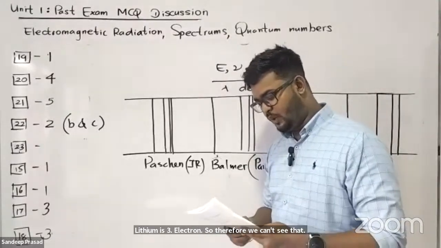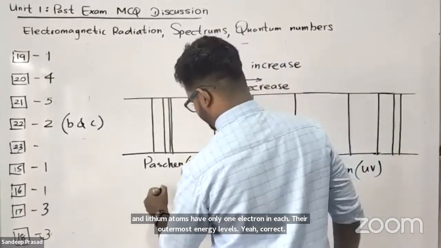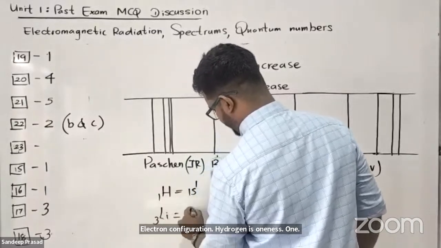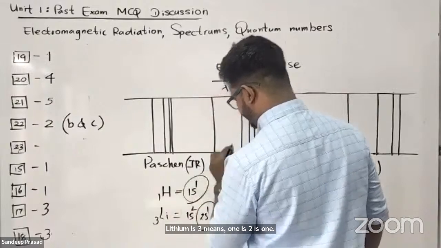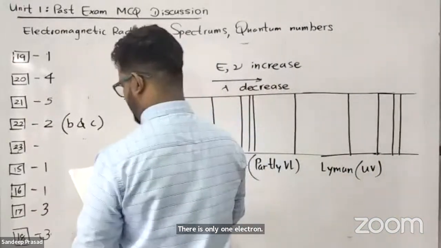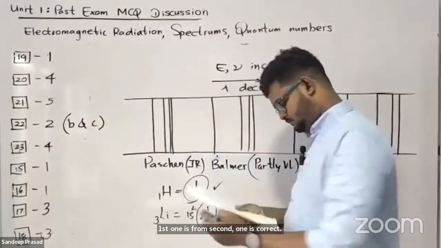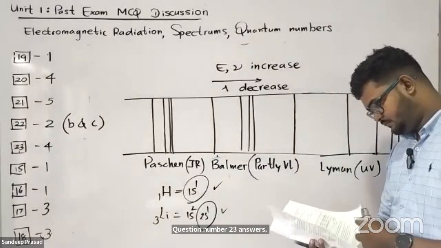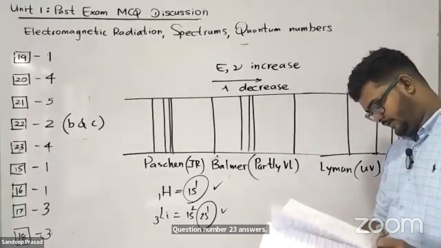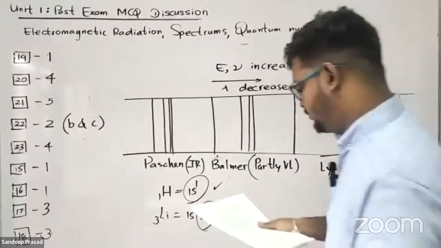Hydrogen and lithium atoms have only 1 electron in each of their outermost energy levels. Yeah, correct. Because we discussed the electron configuration. Hydrogen is 1s1, lithium is 3, meaning 1s2 2s1. In their last valence energy level, there is only 1 electron. That statement is correct. First one is wrong, second one is correct. Question number 23, answer is number 4. Right. Let's move to question number 24.